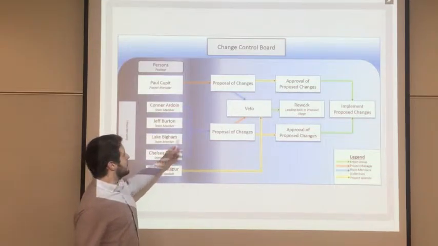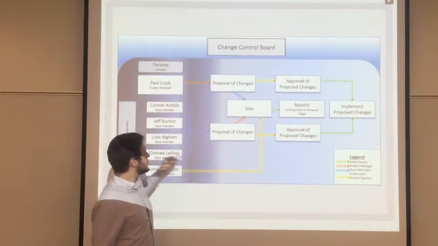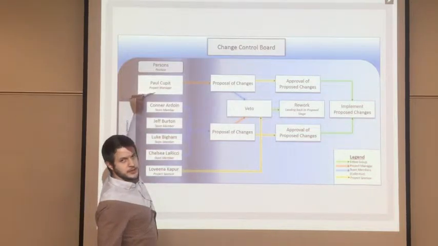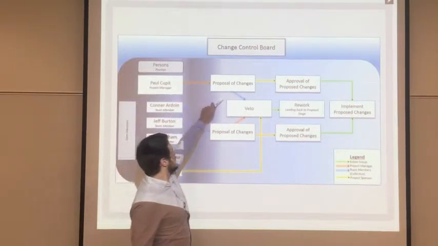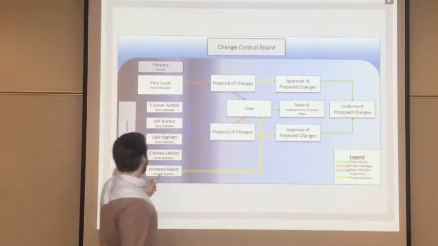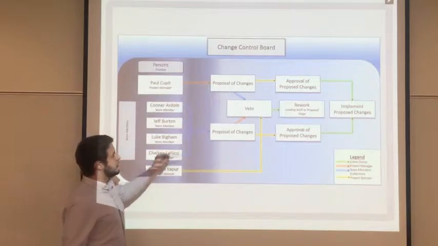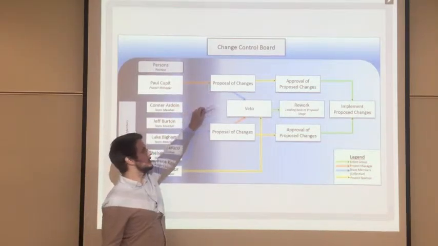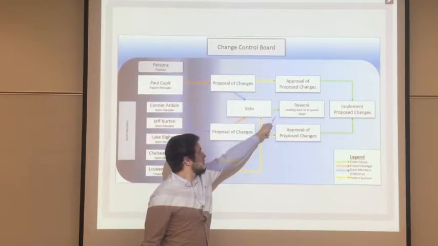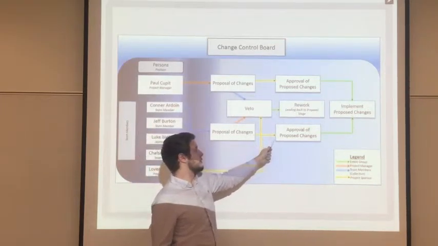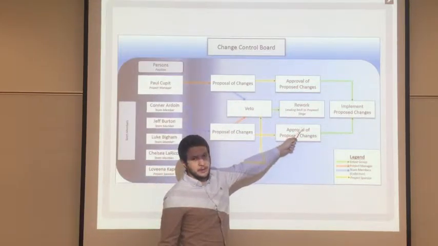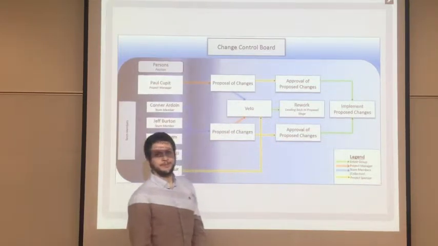We start off with a proposal of the changes, which is a team collective decision or a project manager decision. Then they can either veto each other's decision, and the project sponsor also has the ability to veto any proposal changes. Then we move on to either the rework stage, or we move on to the approval of proposed changes. Finally, we implement the proposed changes.